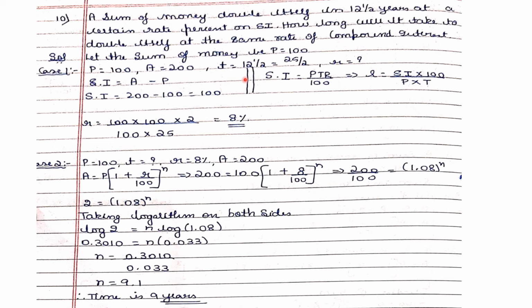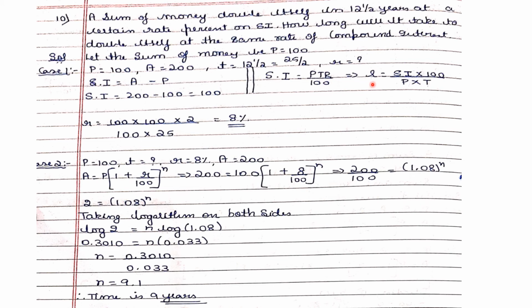Then time is 25 by 2 or 12.5, however you want you can take. So R you have to find out. So first, simple interest is equal to amount minus principal. So what it will be, 200 minus 100 will become 100.